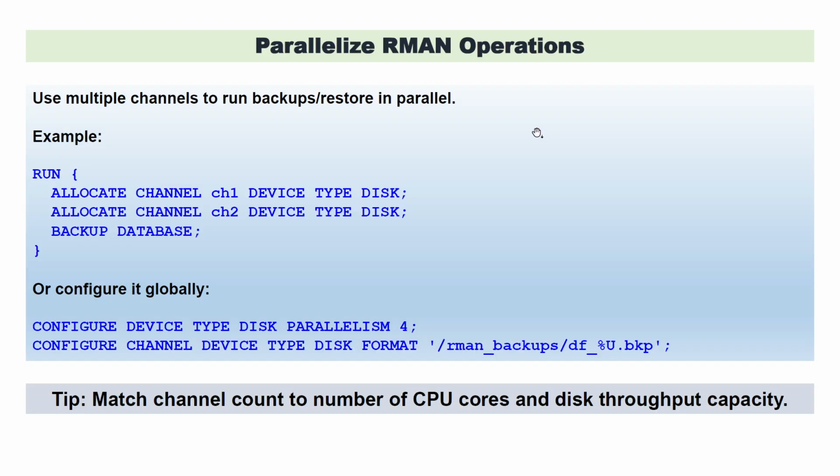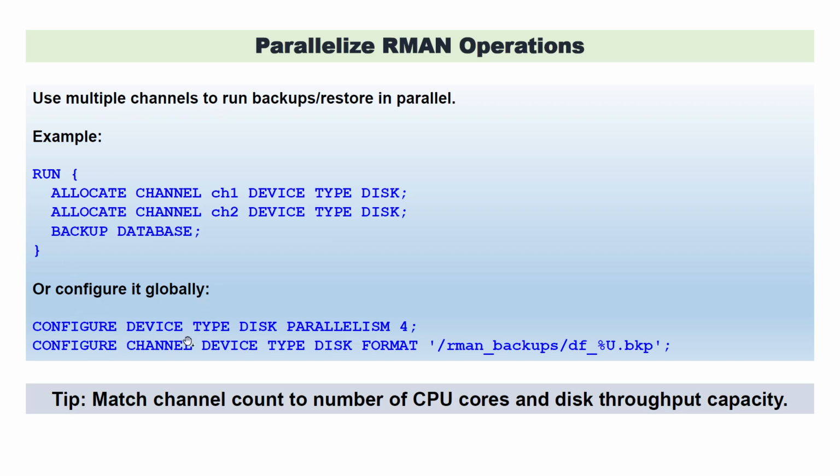Parallelize RMAN operations. You can allocate multiple channels, such as you can allocate here. We give an example. We have allocated 2 different channels. So you can allocate multiple channels and you backup database. By default, Oracle will try to take the backup into 2 different channels. So you can configure multiple channels or configure it globally.